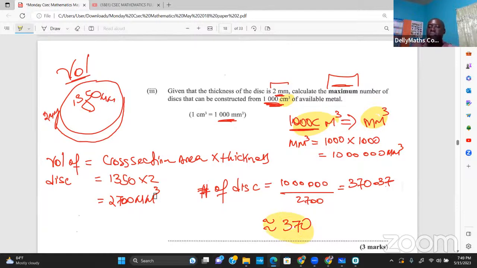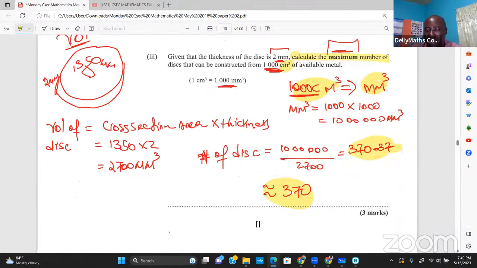So that's the answer. Even though you work it out and you get this, pay attention to the details of the question. You cannot submit 370.37 in this context. It will not be correct, because in the context of what they want, the maximum number would have been a whole number, because we're making disks, right? So we can't have a half of this, or a third of it. All right, so there it is. So you would have collected 3 marks.